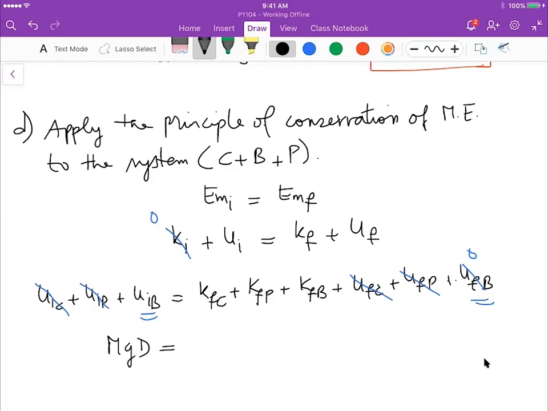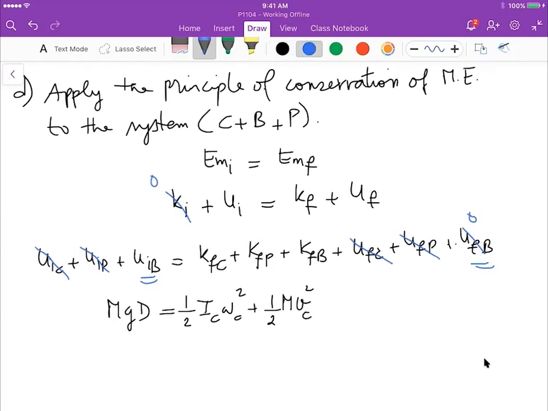And so we can write down K final of the cylinder, it's given by half I of the cylinder with respect to its center of mass, omega cylinder squared, plus half times m times v c squared. And here by v c squared we mean the speed of the center of mass of the cylinder, because here it is rolling. Okay, this is the rolling motion of the cylinder C.